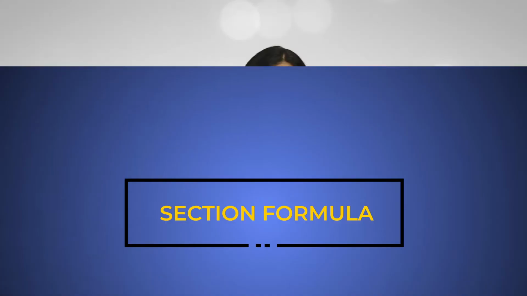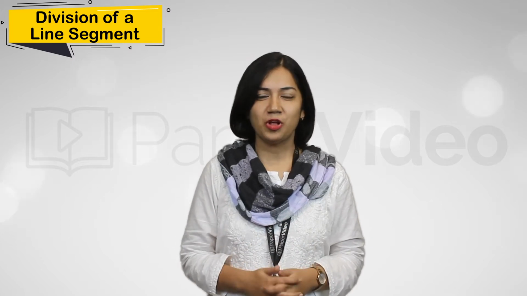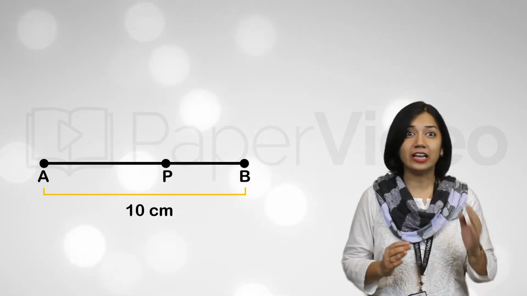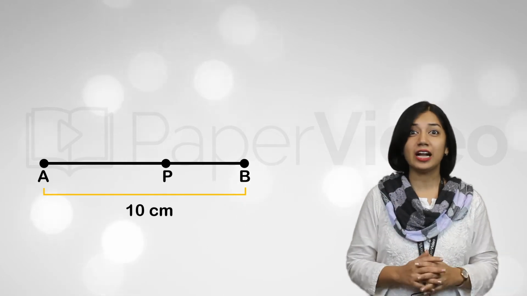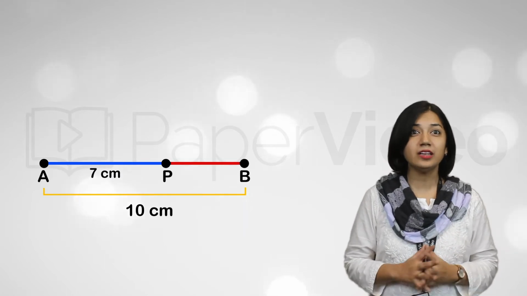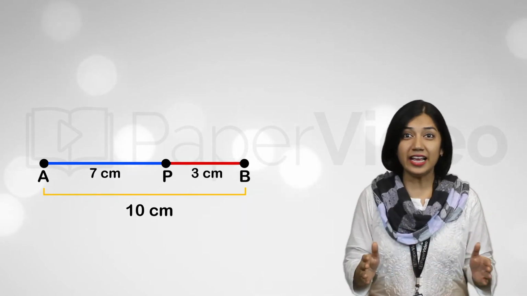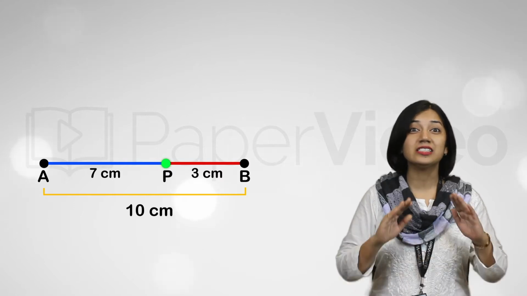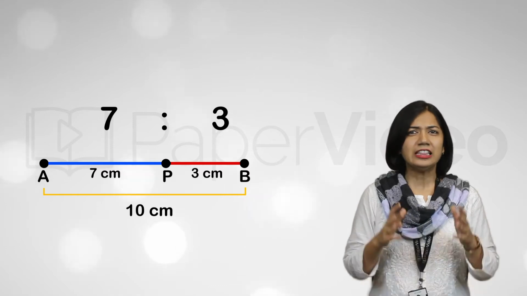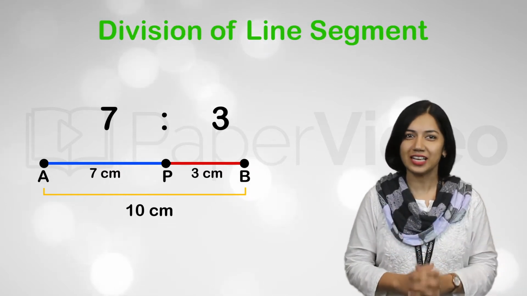Section formula. Before we understand the section formula, let us quickly understand the meaning of division of a line segment. Let's consider a line segment AB of length 10 cm. If we take a point P on line segment AB in such a way that the length of AP is 7 cm and the length PB is 3 cm, then we can say that point P is dividing the line segment AB in the ratio 7:3. This is known as division of a line segment.